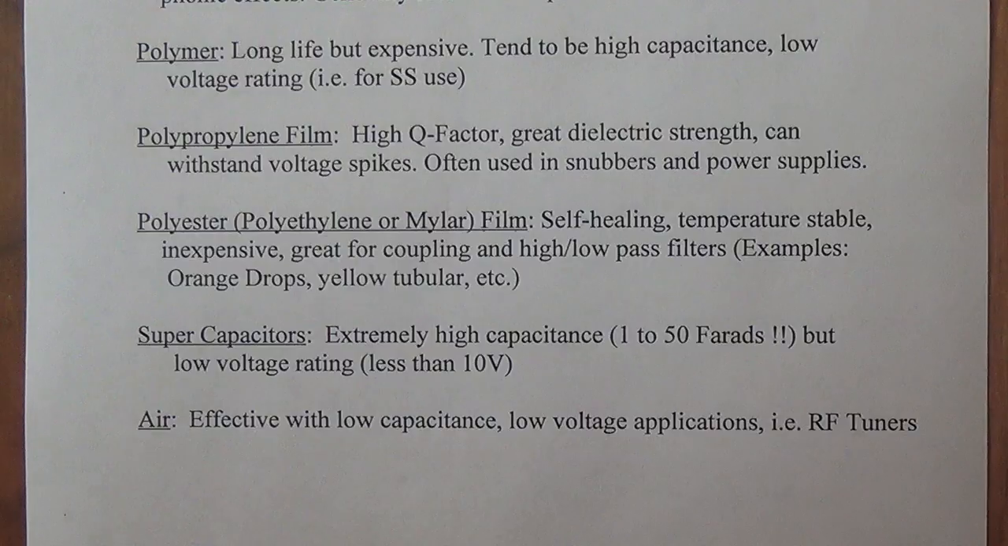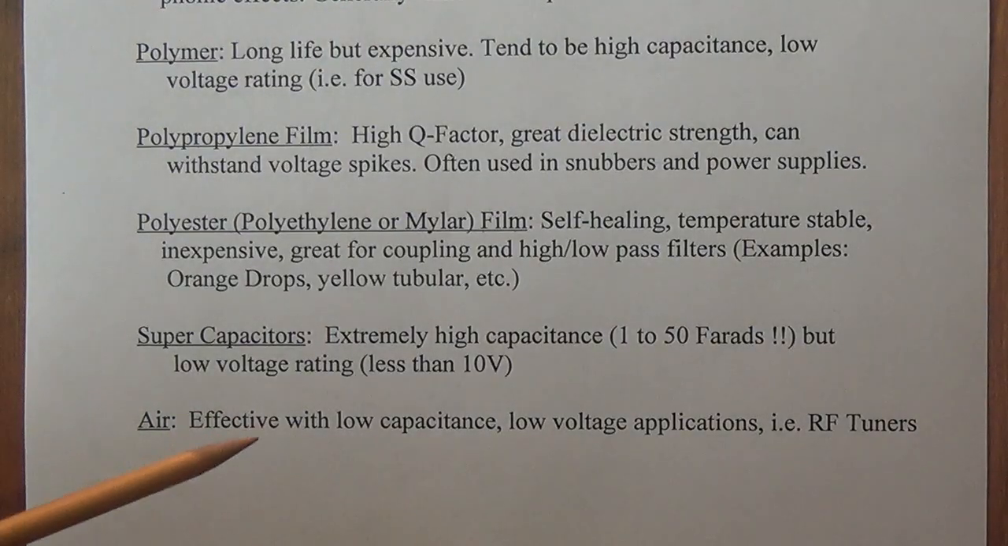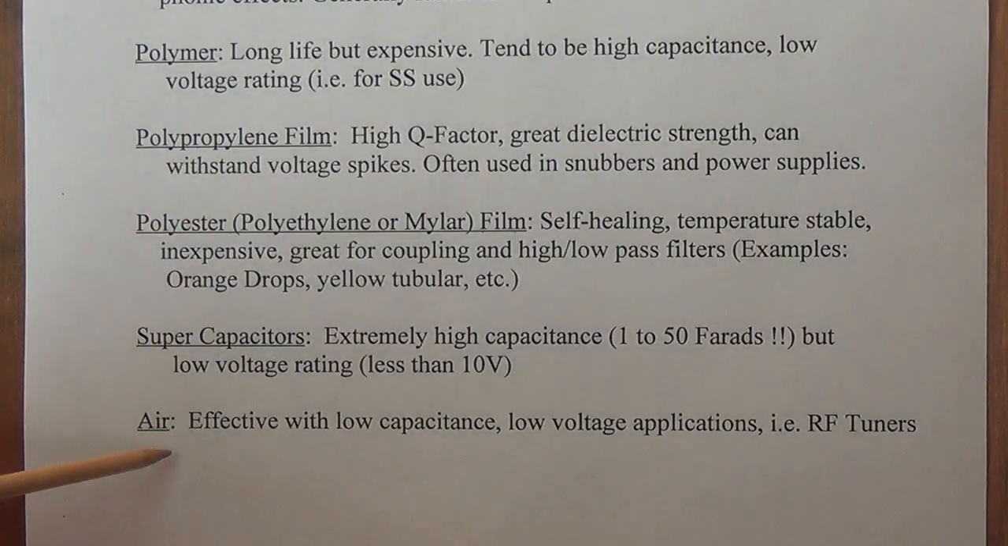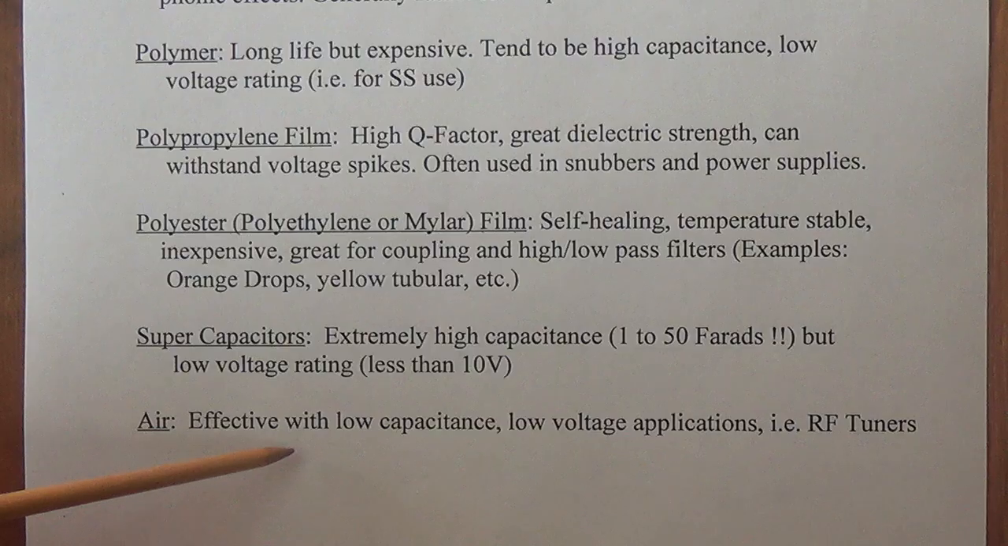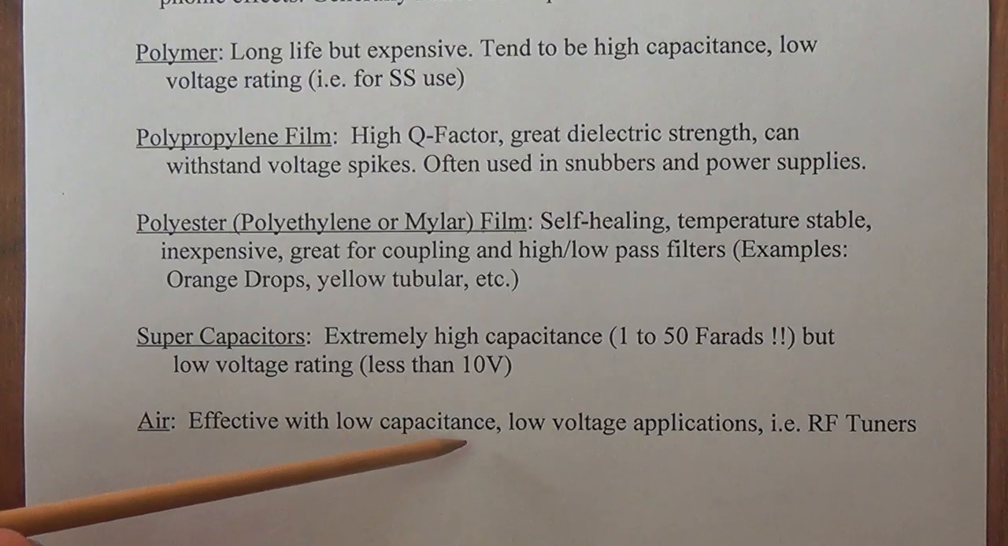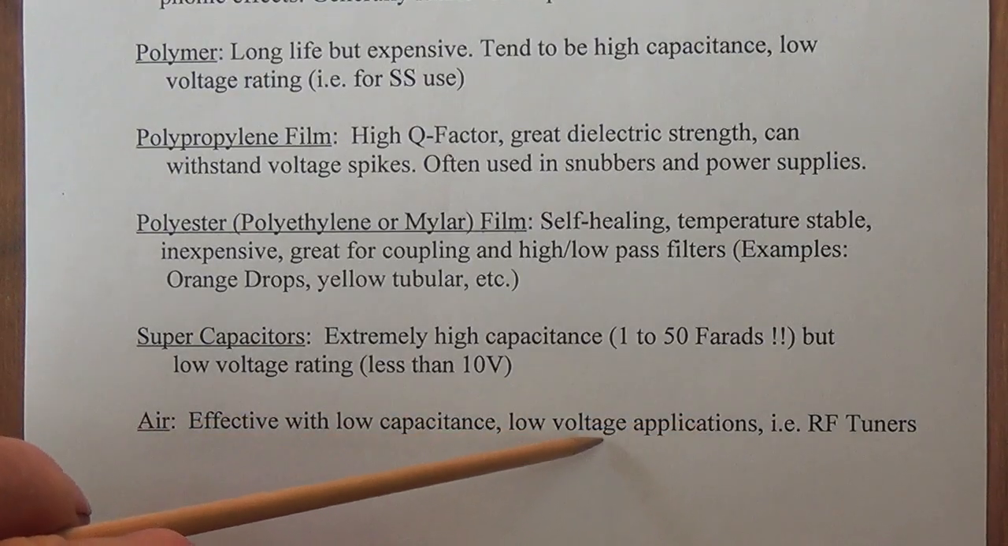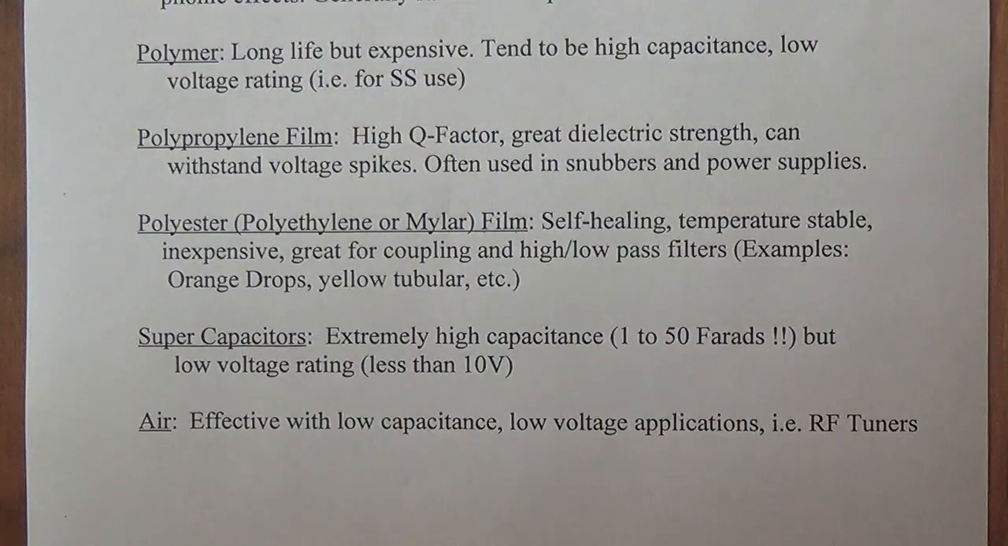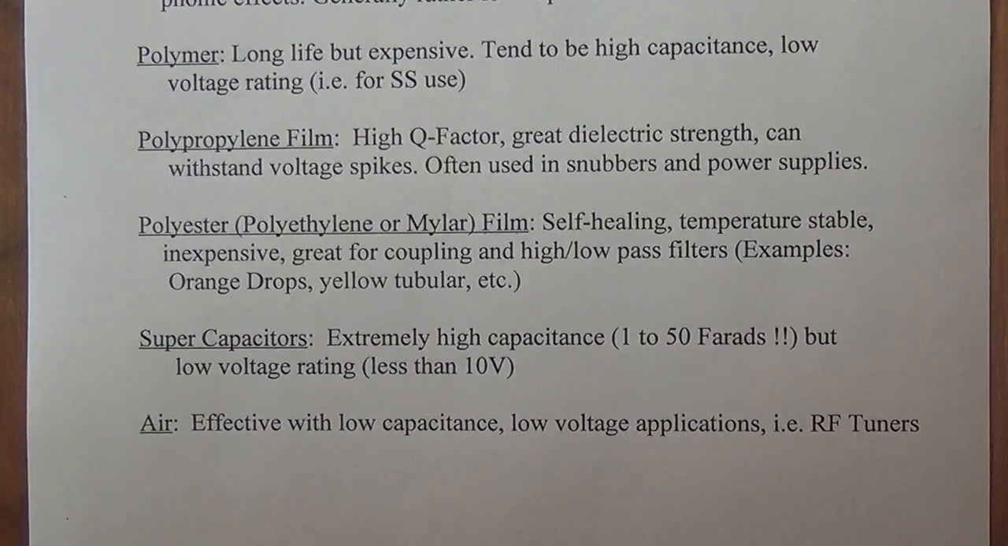And finally, probably the simplest of all dielectrics is air. Now, where you see that the air type of dielectric is in the tuners on old radios. They're effective, but they only offer rather low capacitance, and they're not really great at voltage resistance because air is not the finest of all dielectric materials. Let's take a look at one and see how it functions.